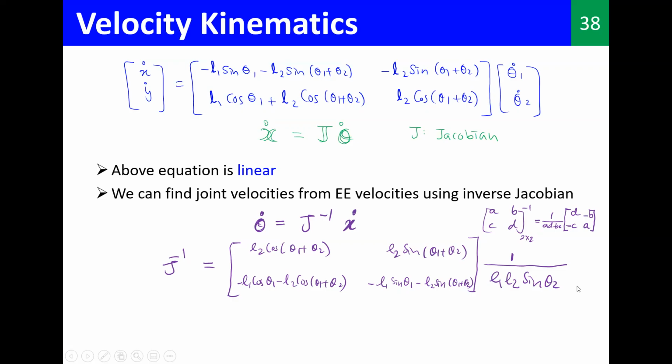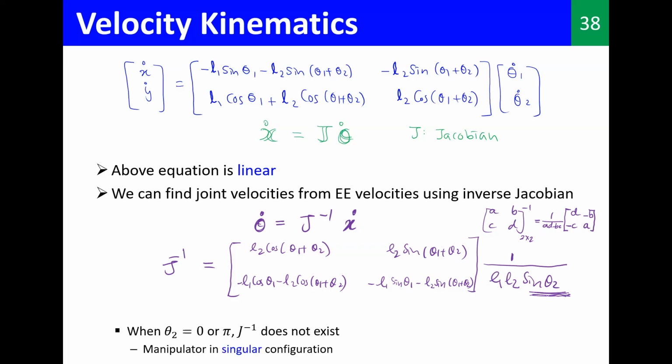Here you can see in the determinant we have the sine theta 2 part. If theta 2 equals 0, we have a 1 over 0 term where the Jacobian goes to infinity. That means the Jacobian does not exist for certain configurations, and that is something we call a singular configuration. For manipulators, we have these singular configurations and we need to actually avoid them. Otherwise, our manipulator can get stuck.